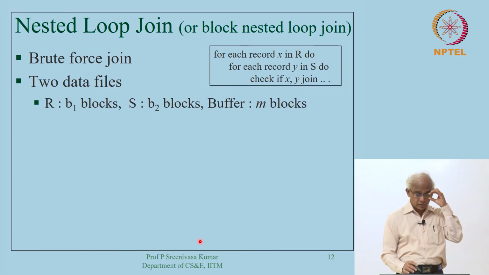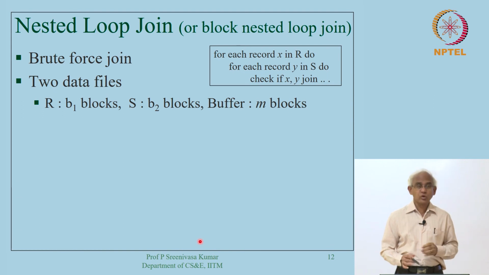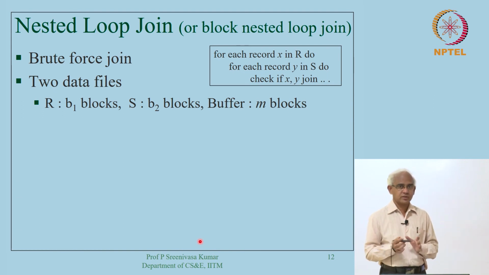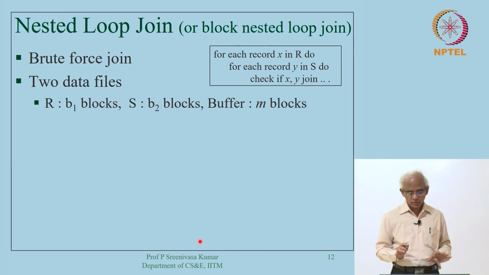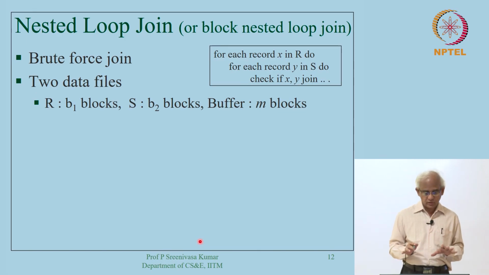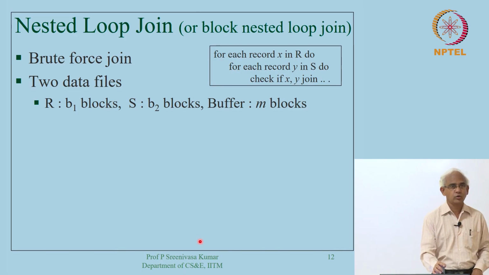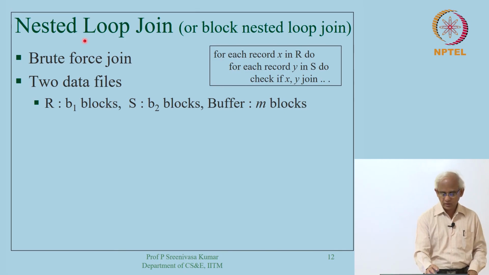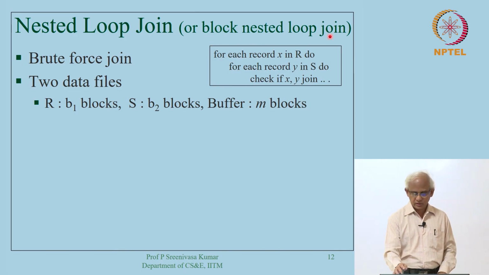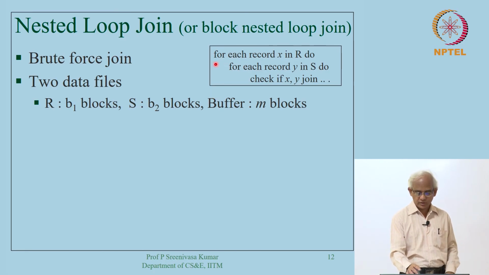Let us consider one brute force kind of a join. Let us say we do not have any indexes on those files. So what is the brute force way of joining? This algorithm is called nested loop join or block nested loop join. So essentially the join algorithm is very simple to state.